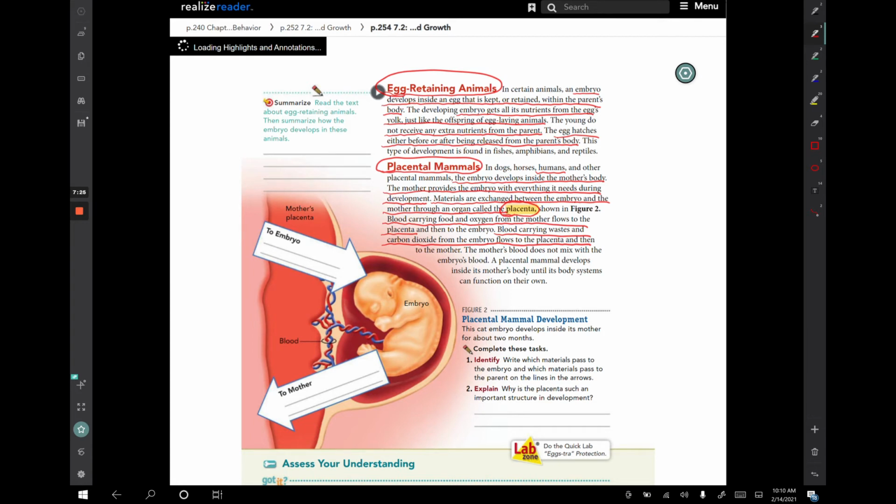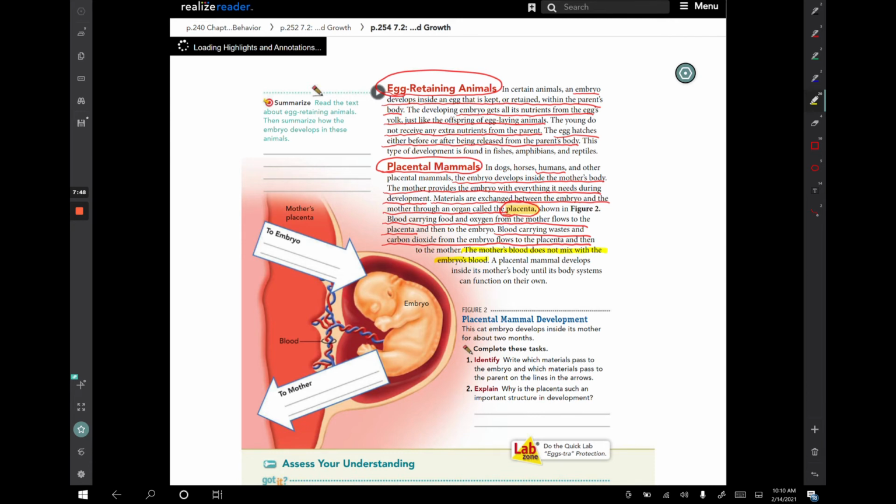So it's real important here to make sure that we understand that the mother's blood does not mix with the embryo's blood. And a lot of times I think that people have that misconception. They think that the mother's blood is flowing through her body, flows into the embryo, and then back out. But that's not the case.